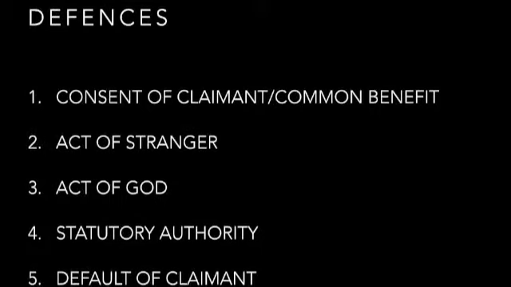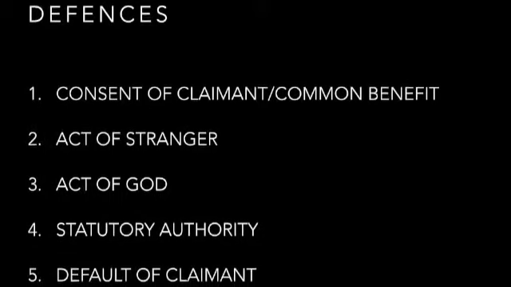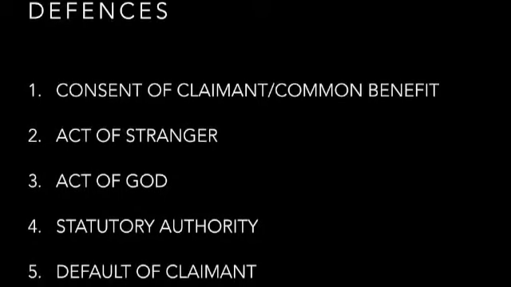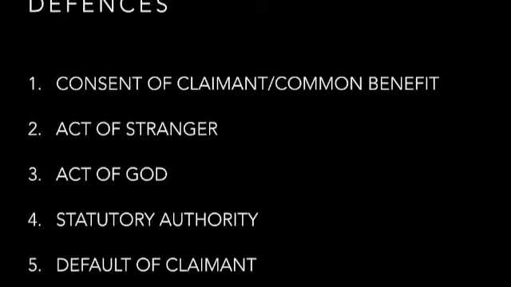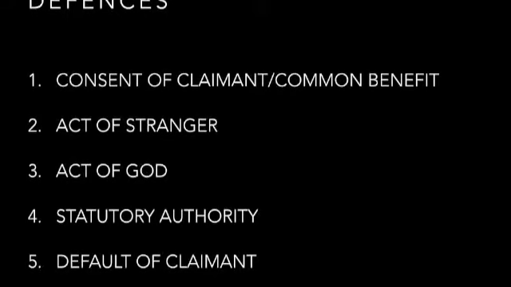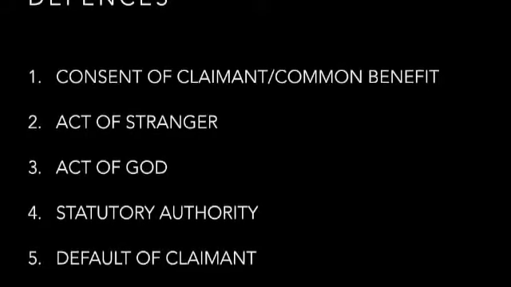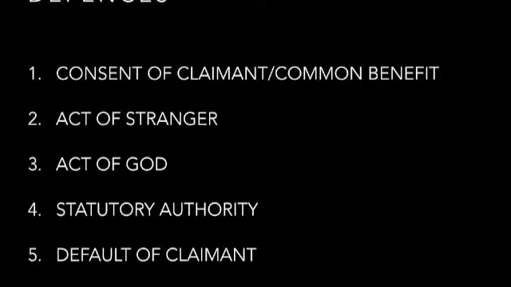There are five key defenses in relation to the rule in Rylands and Fletcher. The first is consent of the claimant or common benefit. The second is act of strangers or third parties. Then you have acts of God, then statutory authority, and finally the default of the claimant themselves.